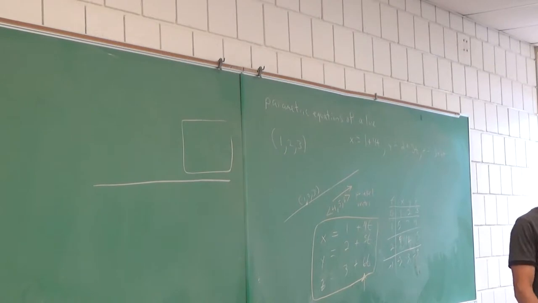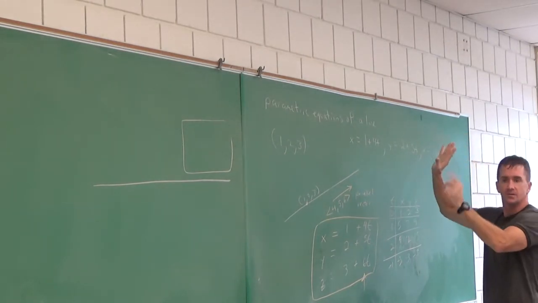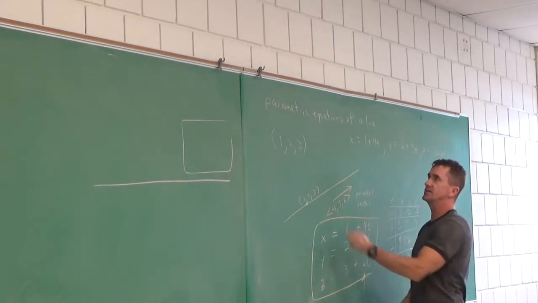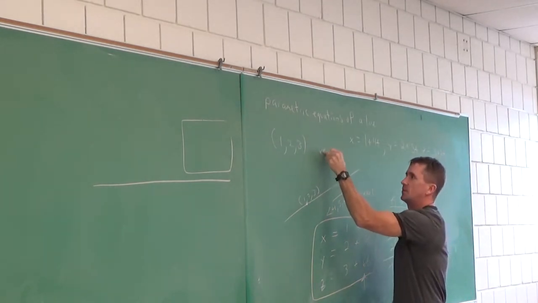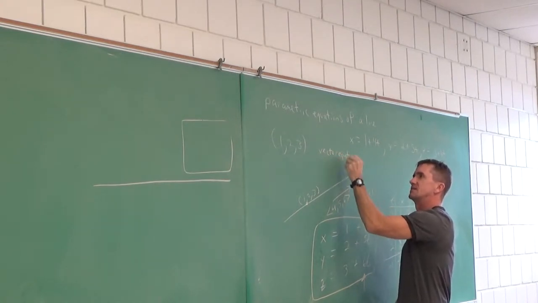Isn't that neat? You can describe a line. It's the parametric equation of a line, and you could describe it with a vector. So what I'm going to show you is how to write the vector equation of a line. I'll put it right underneath this. What would be the vector equation that represents the line?